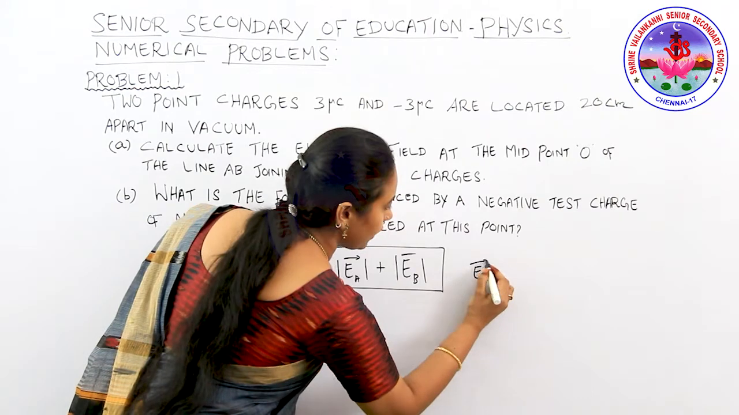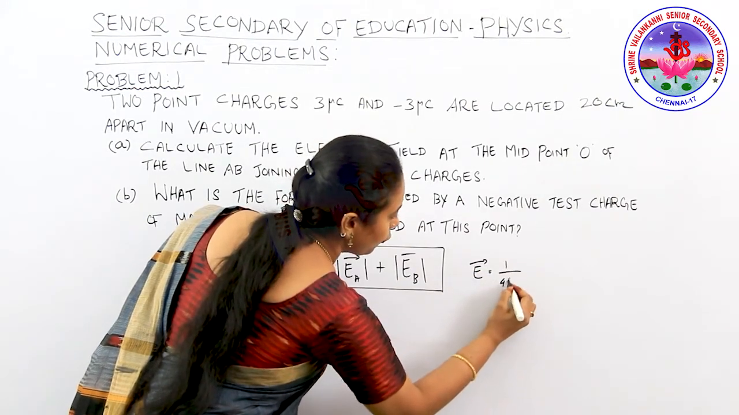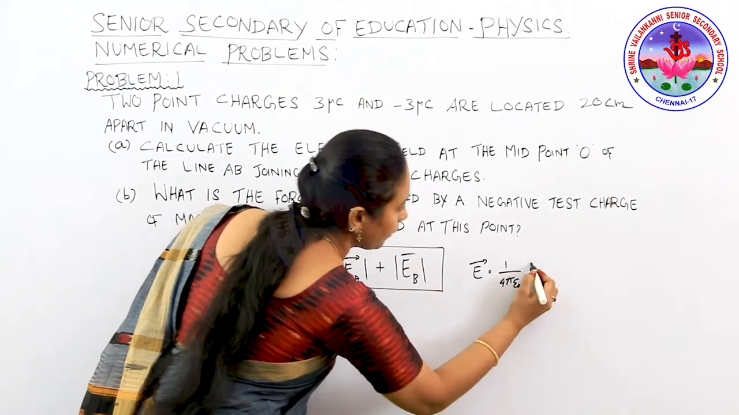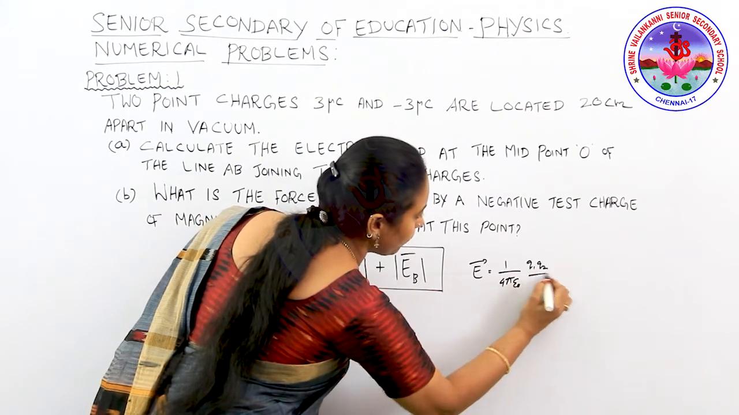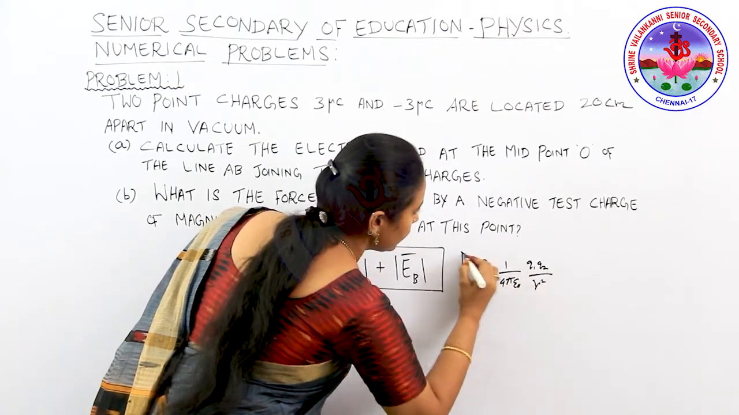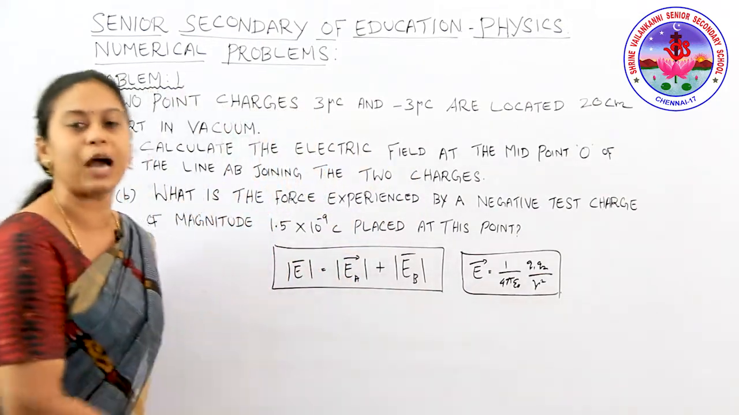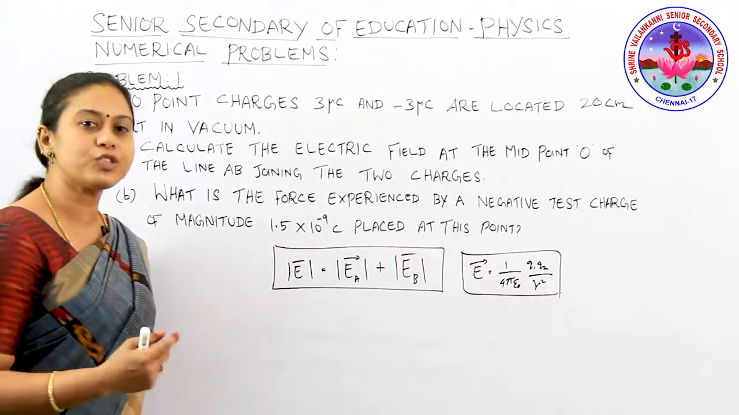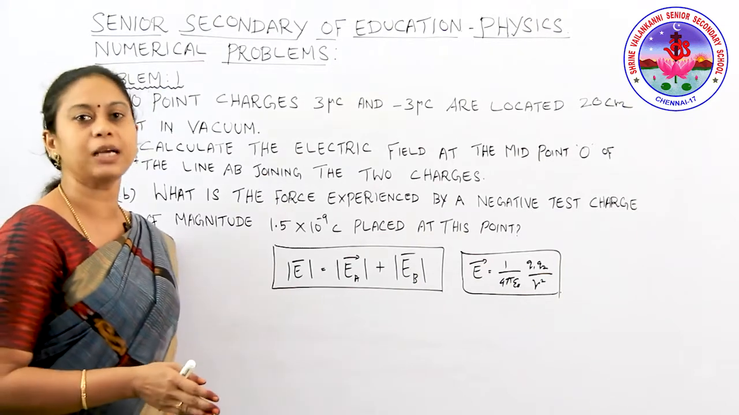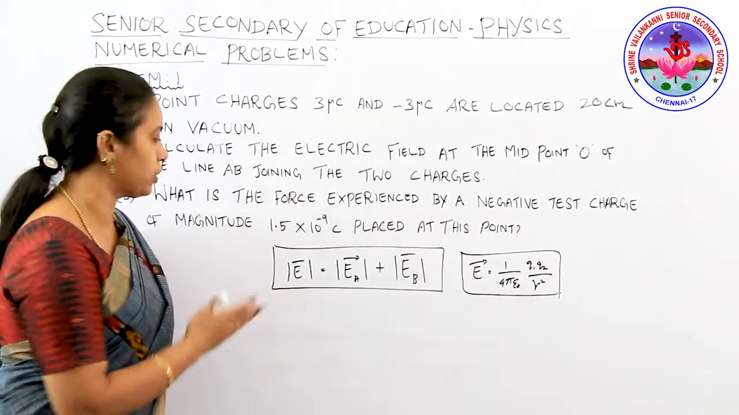E vector is equal to 1 by 4 pi epsilon naught, Q1 Q2 by R square. So again and again I am telling children, these are all the things of the application part. You must check and practice the theoretical part. It is very easy to approach the numerical.